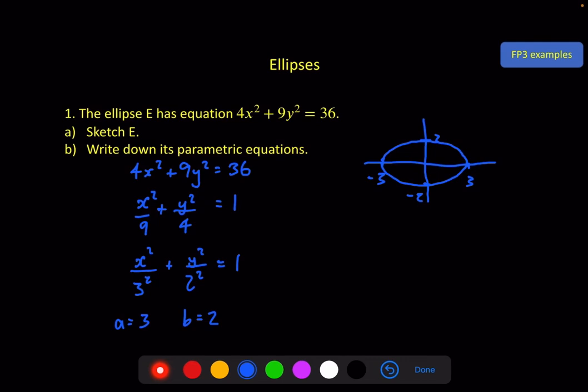Part B, write down its parametric equations. This is just as easy once you know A and B. You're simply writing down x is equal to A, 3 cosine theta, y is equal to B, 2 sine theta. And again, just a quick note, don't draw theta on your diagram because it won't correspond to this theta here.